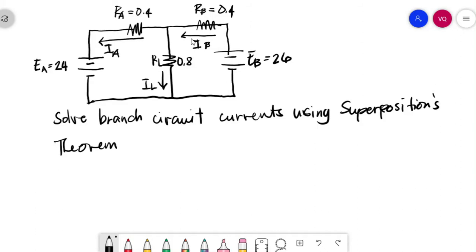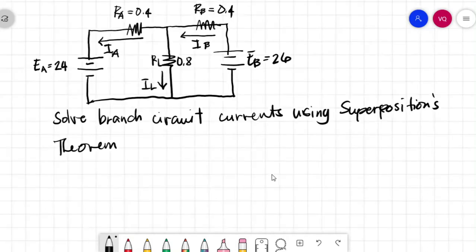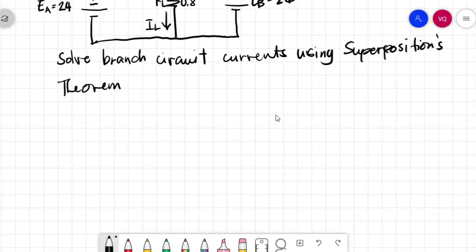Now, step 1 is we will take first the 24-volt battery and the other source will be short-circuited. But we will remain the internal resistance. So, let's redraw our circuit.